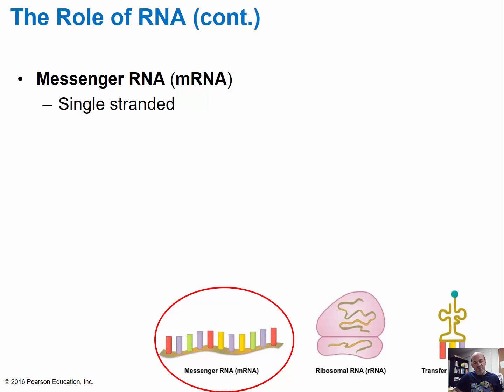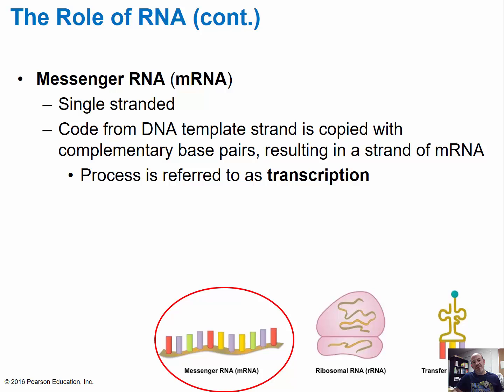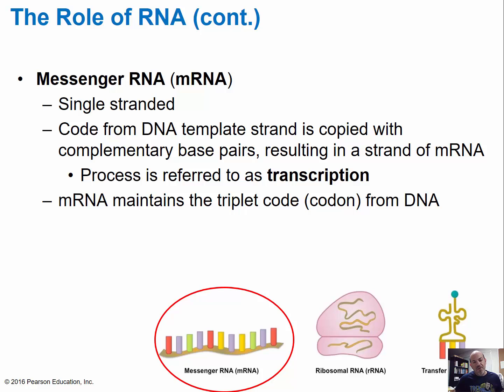So messenger RNA, the first illustration on the bottom left, is single-stranded, and it's coded from a DNA template strand. The code from the DNA template strand is copied with complementary base pairing, resulting in the strand of mRNA. This process is referred to as transcription, which we'll look at in a bit of detail. And mRNA does maintain the triplet code, but every 3 bases are called a codon on the mRNA instead of a triplet as it's called on the DNA.